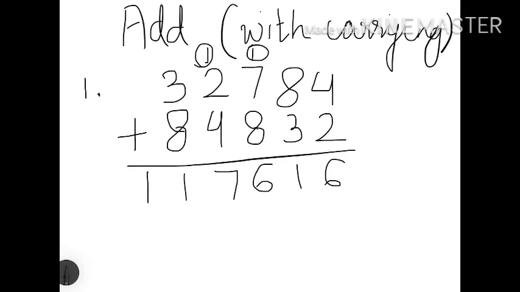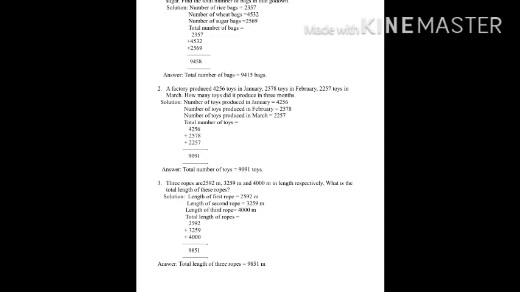Now, using the Indian number system, we can put the comma starting from the right side digit. That is, count 3 digits and then put a comma. Then 2 digits, then put a comma. And then read the answer. The answer is 1,17,616. Okay.